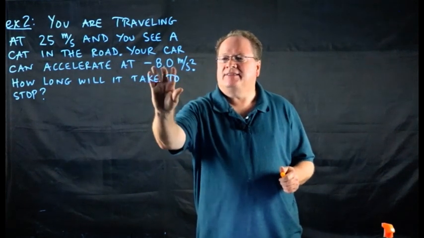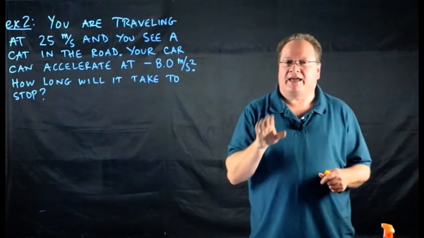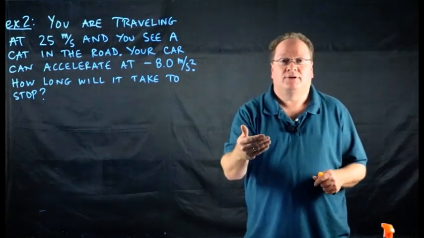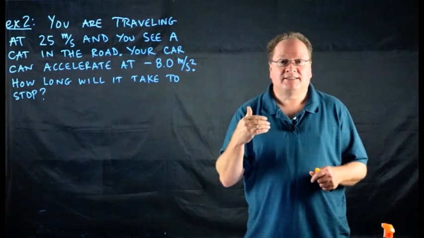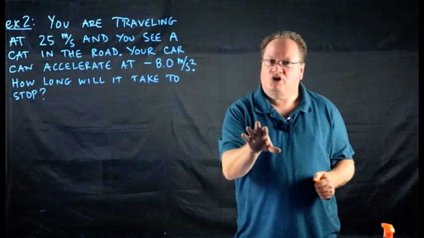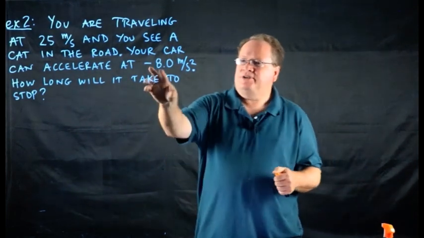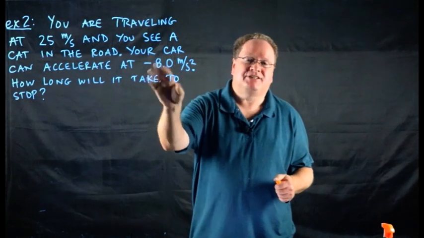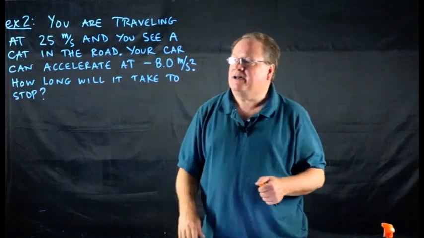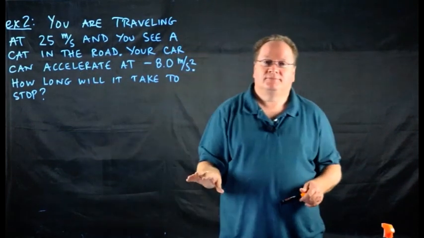Now, let me talk about this really quick. If you have a negative acceleration, what it actually means is you're slowing down. All right? A positive acceleration means I'm speeding up. A negative one means I'm generally slowing down. So when you see this negative, that's all it means. It just means I'm slowing down, not speeding up. How long will it take to stop?